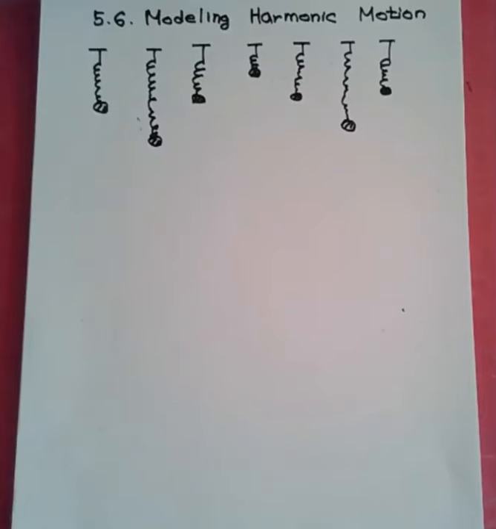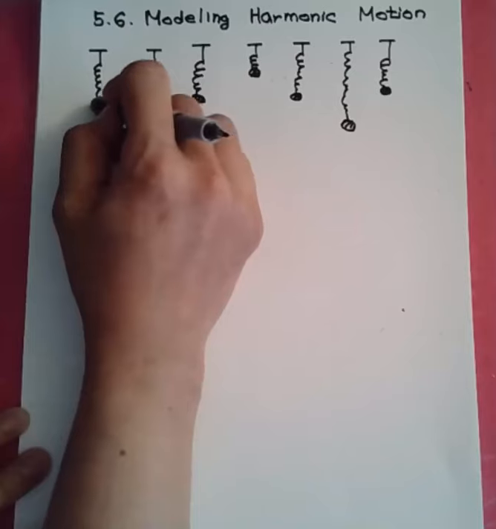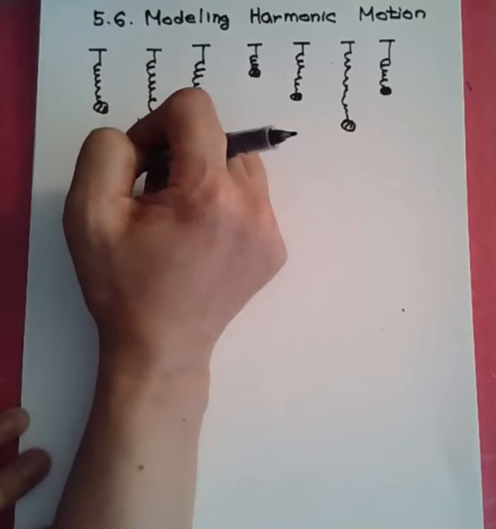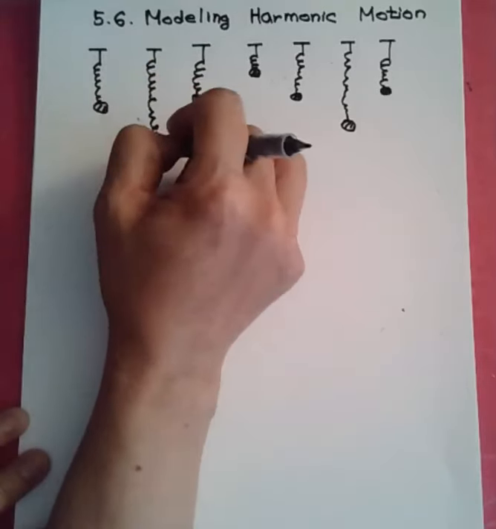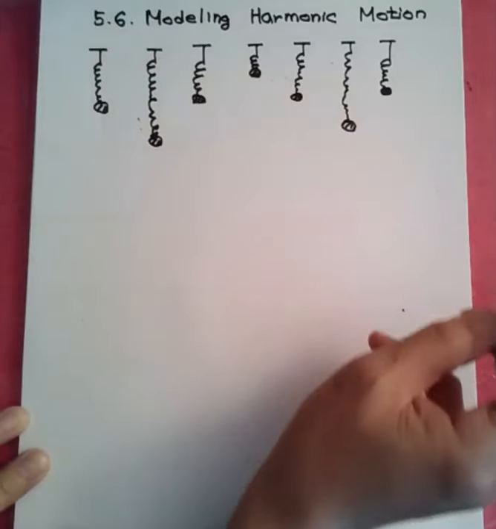In this section, we will learn about harmonic motion. Harmonic motion is the motion which we can relate with a sine or cosine function. Let's suppose that I pull this mass down and release it. Then this mass will go up and then down and up and down.